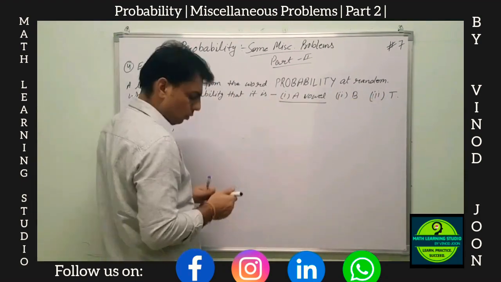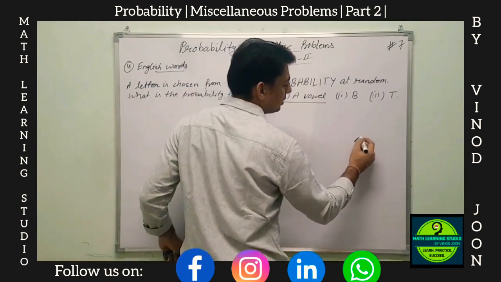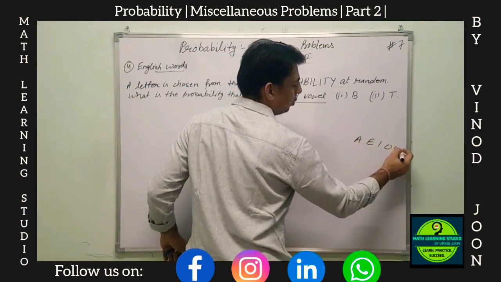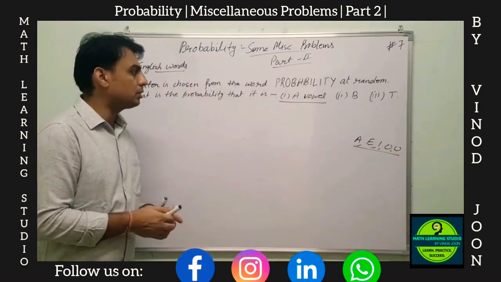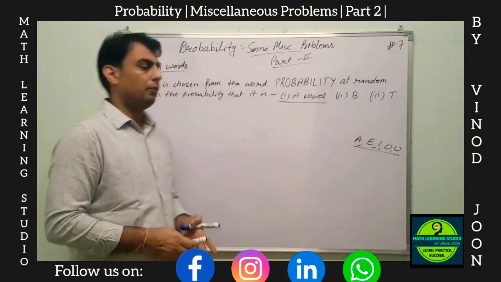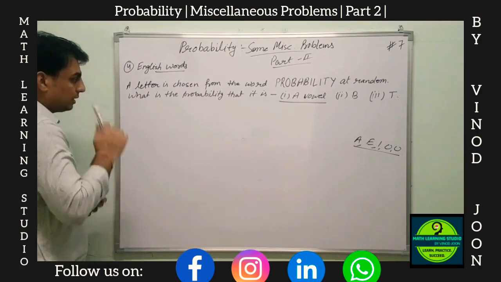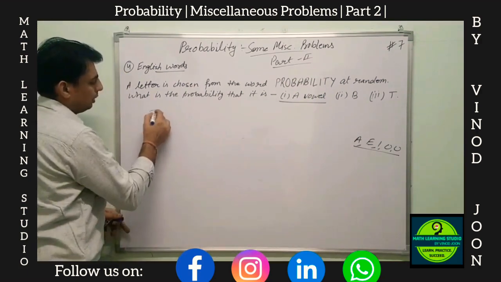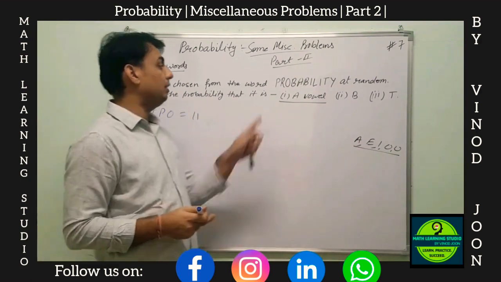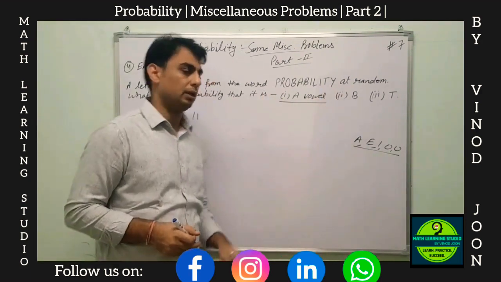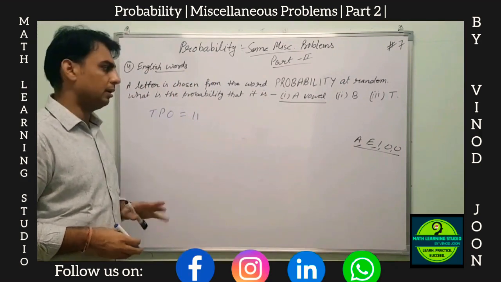Vowel, I hope you all know. Vowel means those 5 letters A, E, I, O, U. In the English alphabet, these 5 are called the vowels. So we have to check for favorable outcomes among these. First thing, the total possible outcomes will be 11, because there are 11 letters in the word probability. So total possibility is 11.